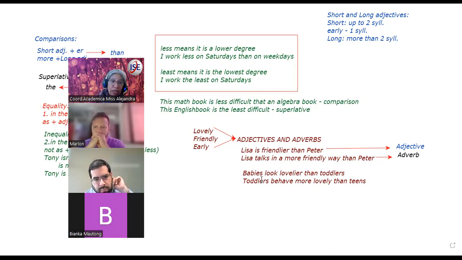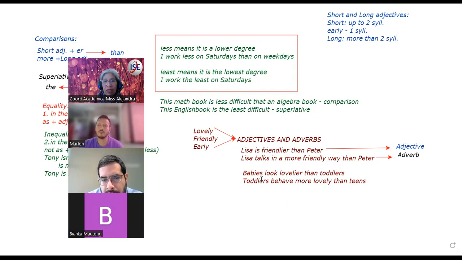But if I talk about the way they speak or the way they behave, I'm describing an action they do. I use the adverb. Toddlers behave more lovely than teens. That you can say, toddlers behave lovelier than teens, or babies look more lovely, is because sometimes people, when they speak, do not use the distinction. But for you who intend to take a test, you must know the difference.